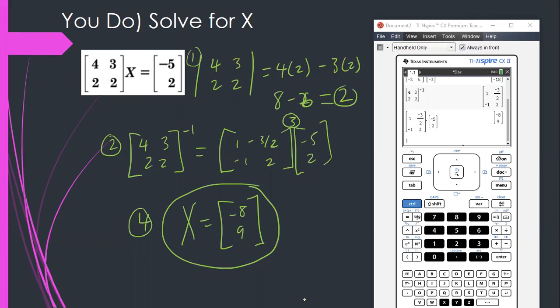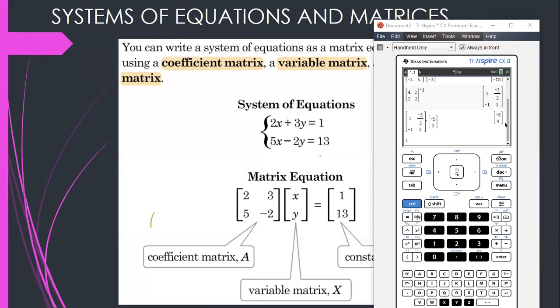How did we do? Yes. Right here, I didn't multiply my inverse by 2. I didn't multiply anything by 2. I multiplied my inverse times my constants. All right. We're going to move to the other side.